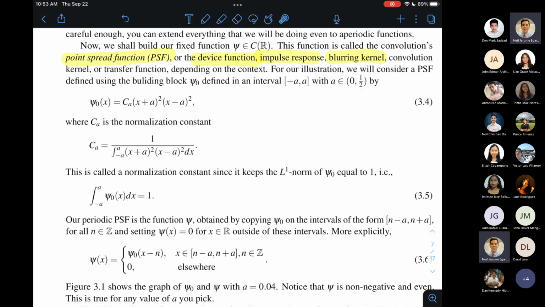Okay? So, define natin yung convolution, yung fixed function psi using this function which is defined from negative a to a. So, mag-fix ka muna ng a from 0 to 1/2, 0 and 1/2 not included, pili ka ng a, tapos i-define mo itong function na psi sub 0 over the interval negative a to a. Now, these are self-explanatory, quadratic functions lamang. So mga binomials lang yan, tapos squared.